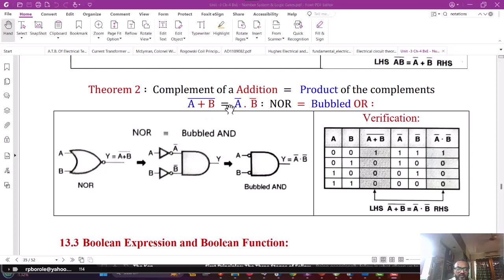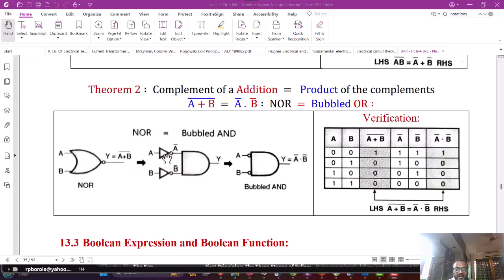So first take the complement of each variable, and the complement can be obtained by using a NOT gate. A inverted by the inverter we get A complement, then B inverted by this NOT gate you are getting B complement, and ANDing A complement and B complement you are getting the output Y is equal to A bar and B bar. So these two outputs from this NOR gate and this NAND gate are the same as per De Morgan's second theorem.